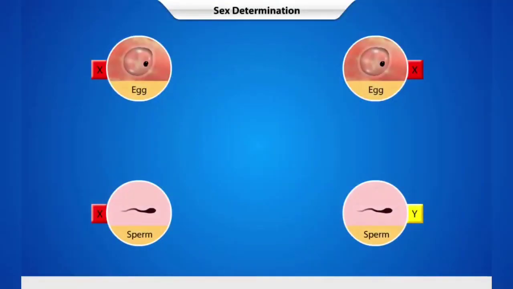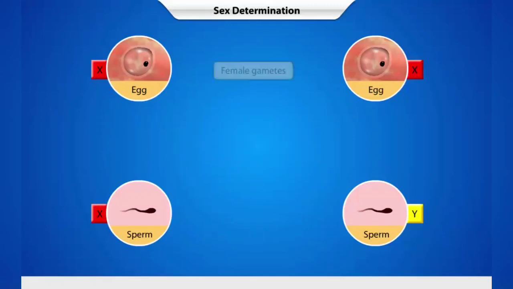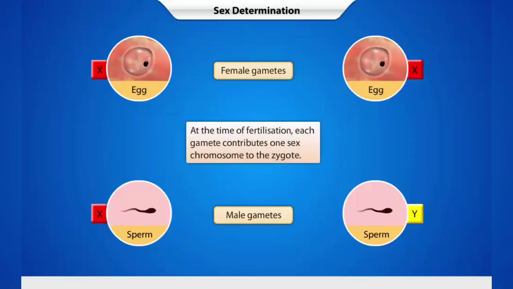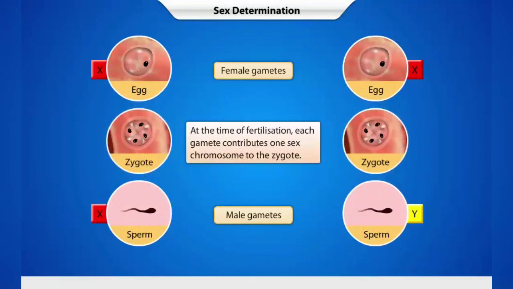The egg cells and sperm cells, or gametes, have only one set of 23 chromosomes. Hence, each gamete carries only one sex chromosome. So, while the female gamete will always have an X chromosome, the male gamete may have either an X chromosome or a Y chromosome. During fertilization, each gamete contributes one sex chromosome to the zygote. The egg cell with an X chromosome may receive either an X chromosome or a Y chromosome from the sperm cell.